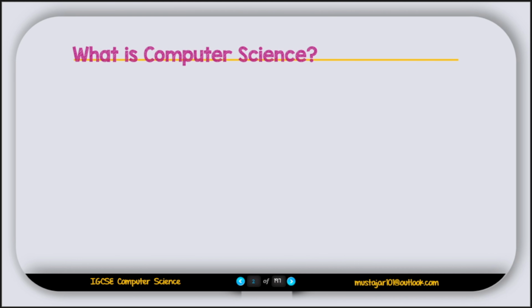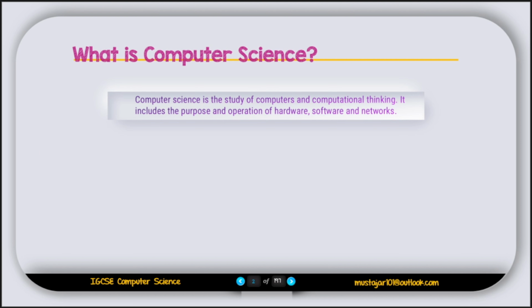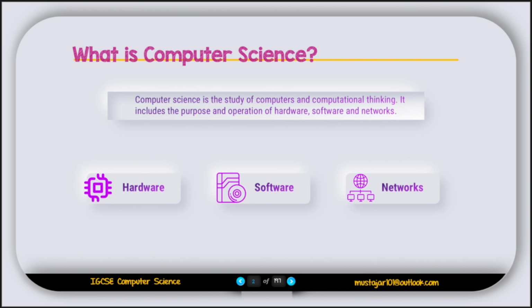Okay, so first of all, what is computer science? Computer science is the study of computers and computational thinking. It includes the purpose and operation of hardware, software and networks. In other words, in computer science we study computer hardware, computer software and computer networks.